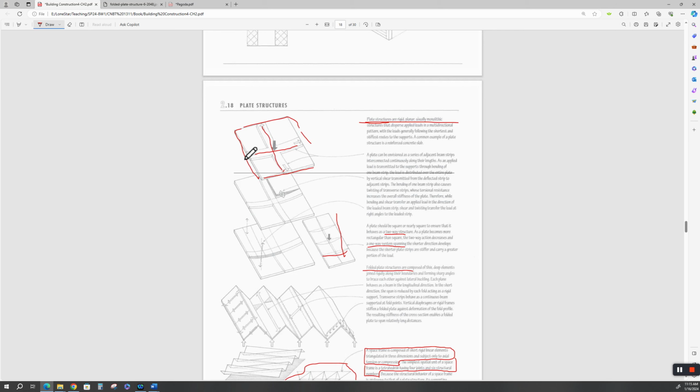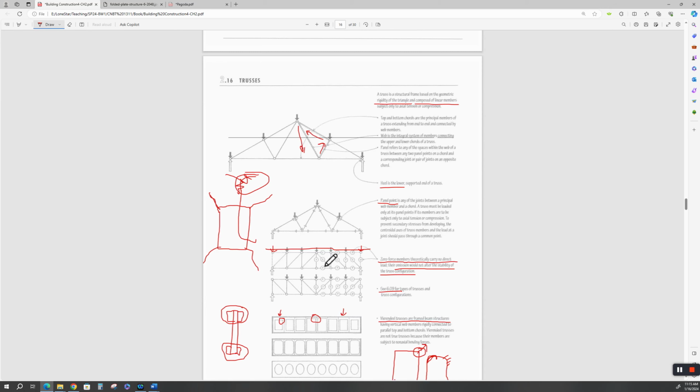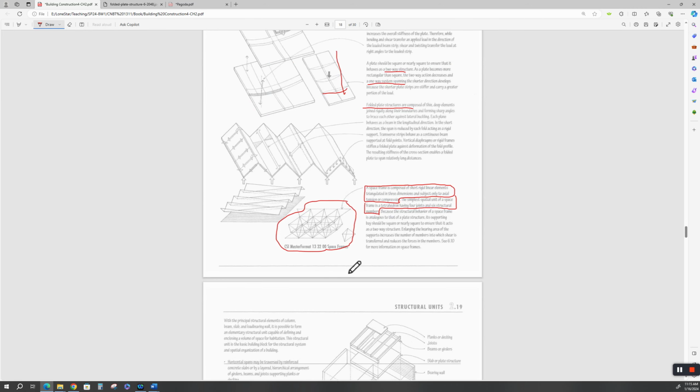Okay, two-way structure. We want these things to be as square as possible so we have equal stresses going all the way through. Basically, a space frame is a dimensional truss, going in all directions. You can Google space frames.